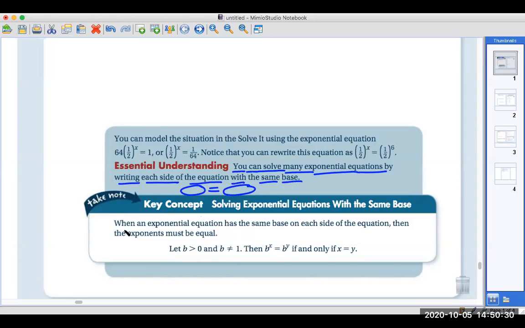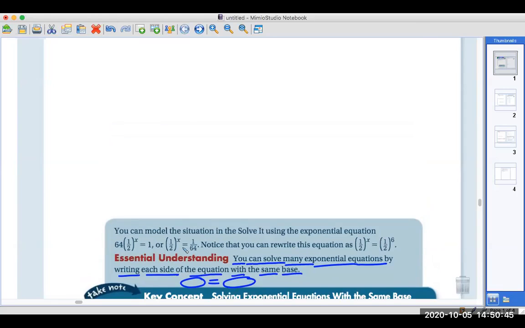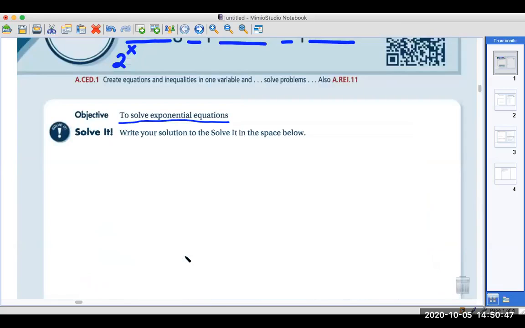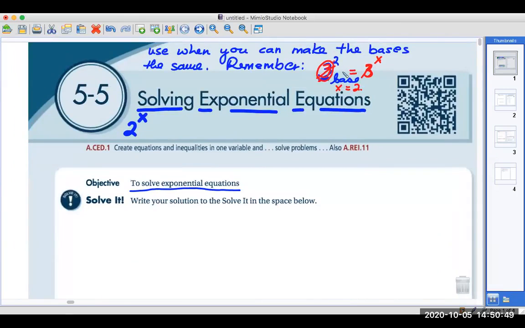Now, what does it say down here? Same base, then the exponents. When an exponential equation has the same base on each side of the equation, then the exponents must be equal. This is what I was talking about up here. If you have the same base on both sides of the equal sign, you can just drop them out and set the exponents equal to each other. Most of the time, you have the solution right away.